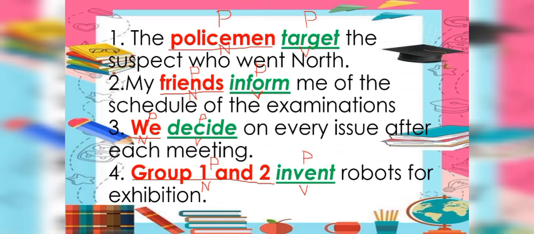In this rule, in the third rule, class, always remember that if the verb is plural, the noun must also be plural. Again, if the noun or the doer of the action is plural, the verb must also be plural. Is that clear, class? Very good.